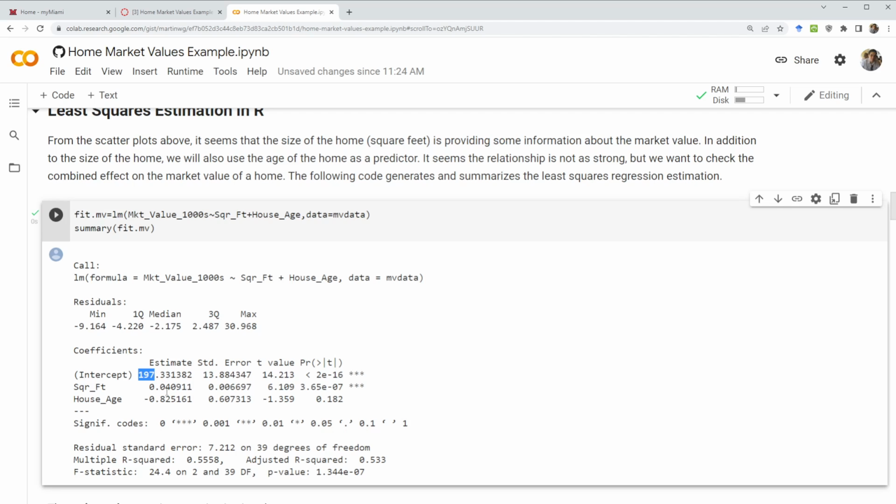197 for the y-intercept. What that means generally is if we have a house with 0 square feet and the house age is 0 years, then we estimate the price of the home. And because we chose the values in thousands, this is $197,000. Now, this is not informative. It might not mean exactly something that can happen in real life, because a house of 0 square feet and just 0 age, I mean a new home, might not be something realistic.